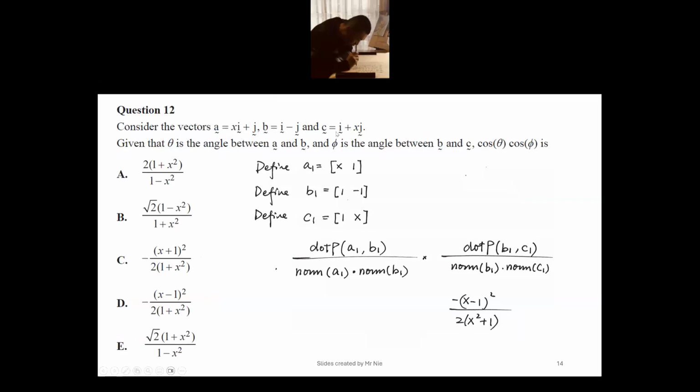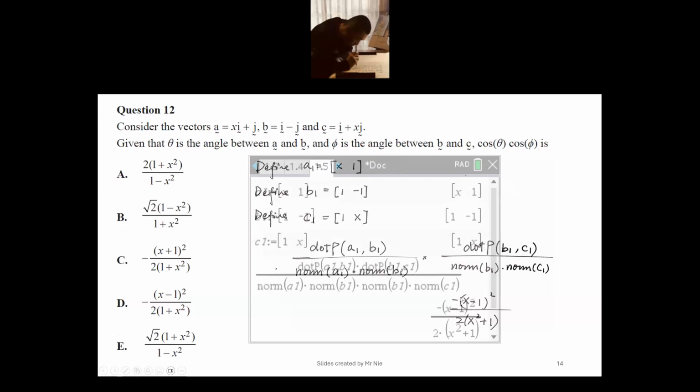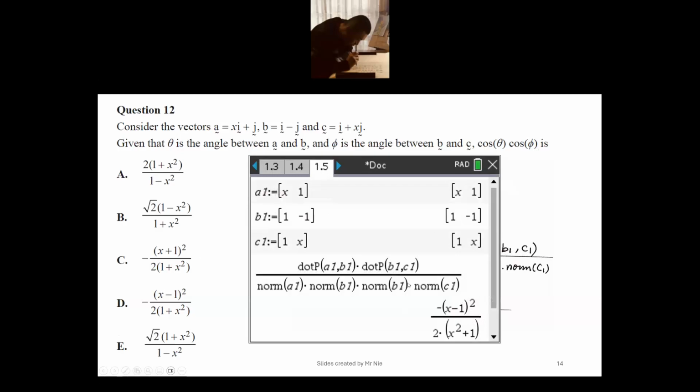On the CAS calculator, you can just define the three vectors as three row vectors or column vectors, whichever way you like. And then you just type out a dot product of a1 and b1 divided by the two norms. Norm means the magnitudes. Then multiply by the similar structure, but now it's taking the cosine phi value between b1 and c1. Then eventually you get this expression. And this is my CAS dump. You can see what I'm doing here. So basically option D is the correct answer.